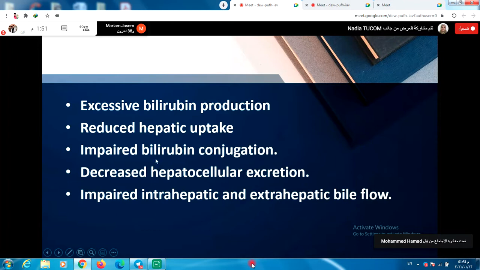So these people with this hereditary deficiency or absolute absence of enzymes have impaired conjugation of bilirubin with resultant decreased hepatocellular excretion. Up to here: impaired conjugation, reduced hepatic uptake and excessive bilirubin production. Do they have direct or indirect hyperbilirubinemia?